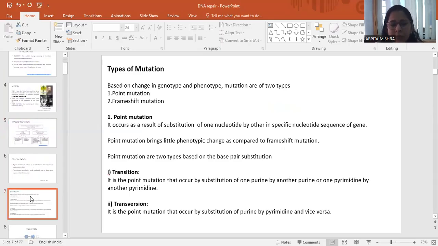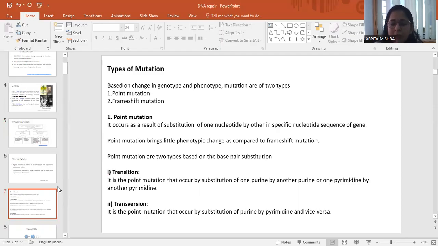Mutations are based on the change in genotype and phenotype. Mutations are of two types. They are point mutations. What are these? A point mutation occurs as a result of substitution of one nucleotide by another in a specific nucleotide sequence of the gene. Generally, point mutations bring very little phenotypic change as compared to the other one, which is called frameshift mutation. A point mutation can be a transition or a transversion.